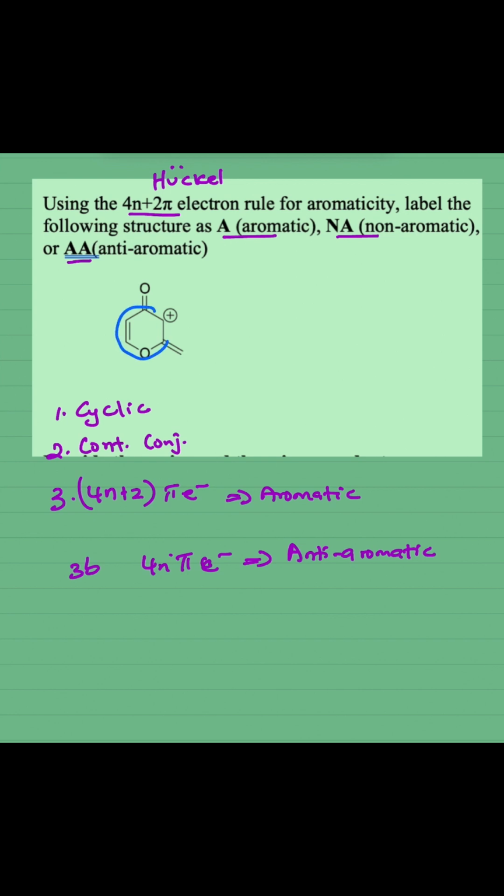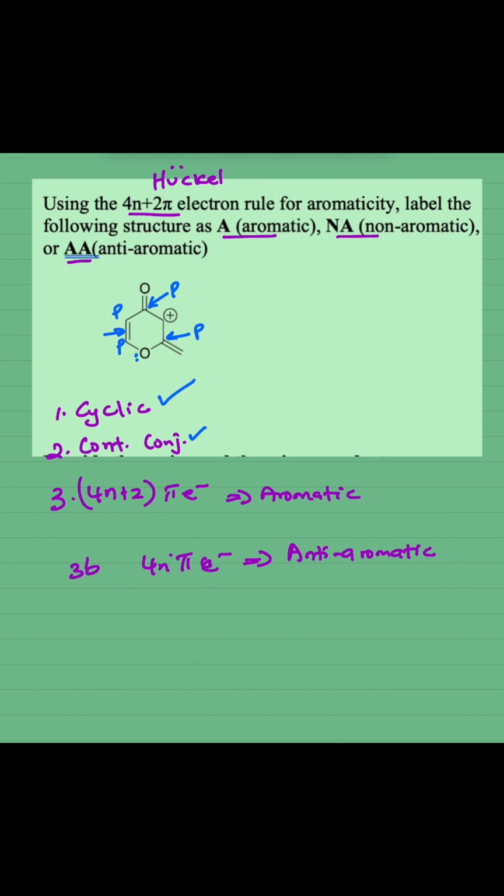Now the first rule, is this structure cyclic? Yes, if you look at it, that's a cyclic system. So that's a ring, and therefore that first rule is satisfied. Number two, do you have a continuous conjugation? That means you have continuous p orbitals. If you look at this, this is a pi bond, meaning that you have p orbitals here, and then that's another pi bond, meaning that has a p orbital. That also is a pi bond, therefore it has a p orbital.